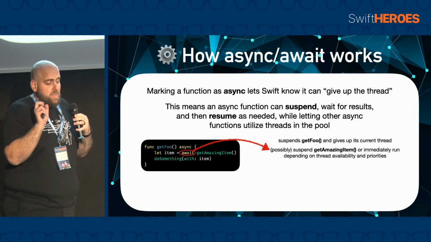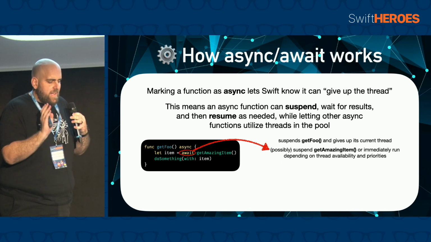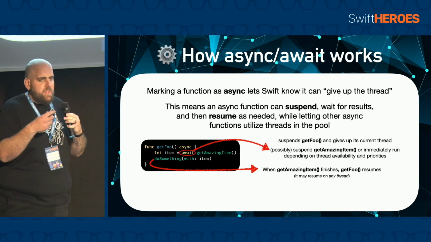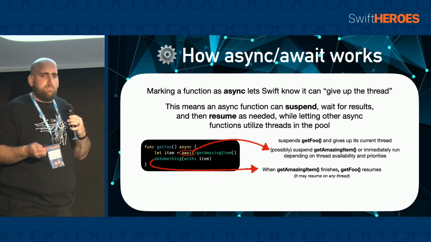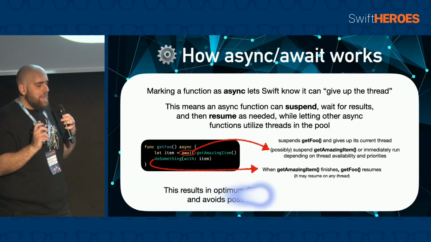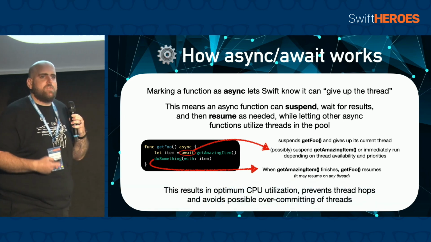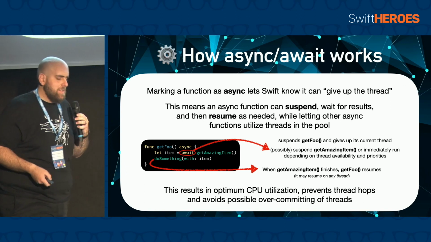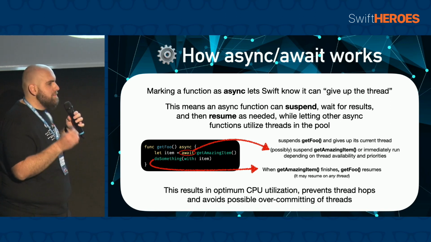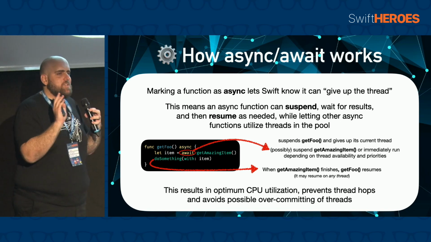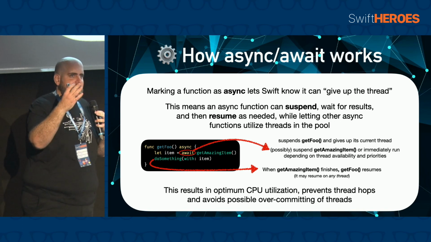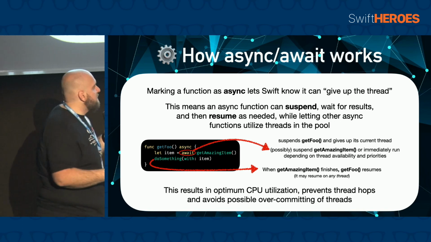But the point is that getFoo suspends and just waits, and then when we get the data back from getAmazingItem, only then will something be executed with that piece of data. So again, it's just a very fancy mechanism, but when you look at the code, it's very, very simple, and you don't really have to think about it too much. It has very good CPU utilization, because it always makes sure that all of your threads are busy and all the high priority work automatically gets the execution rights.